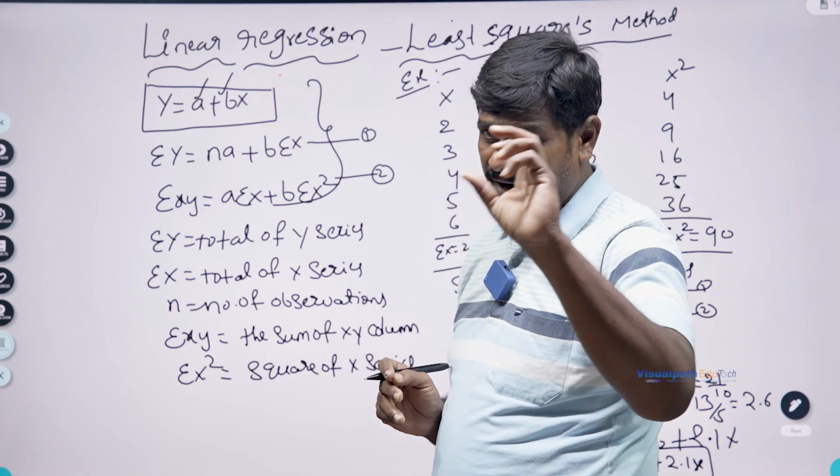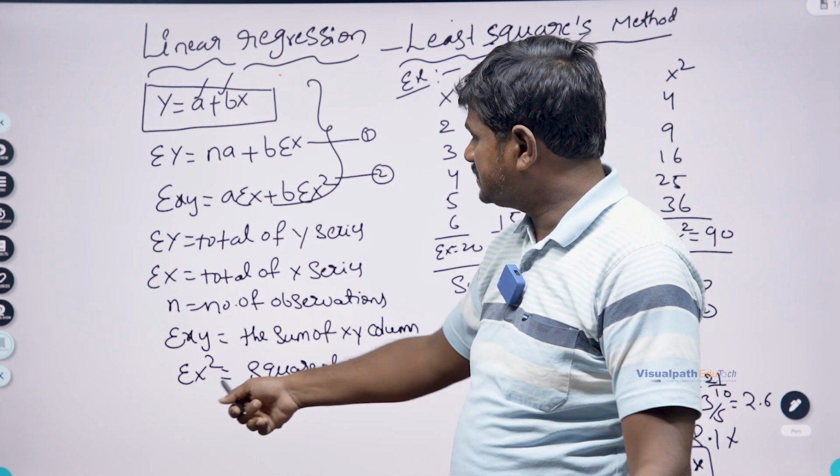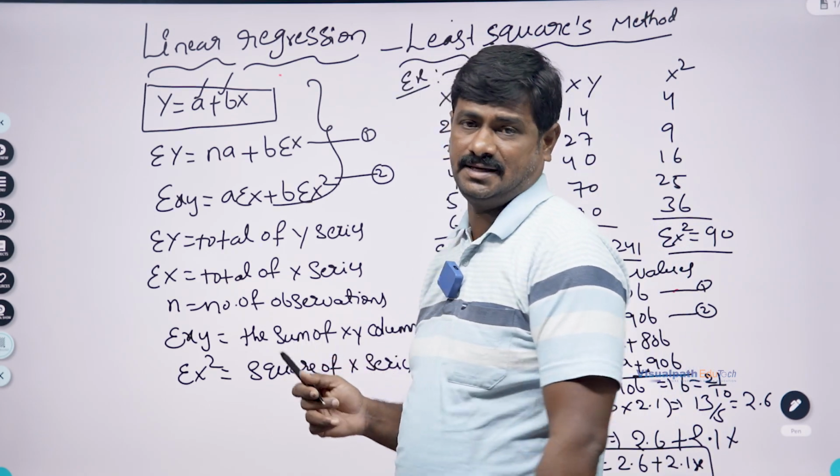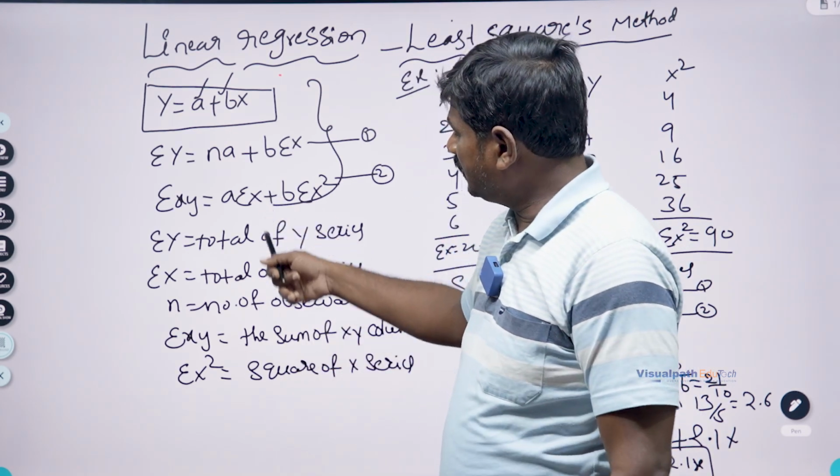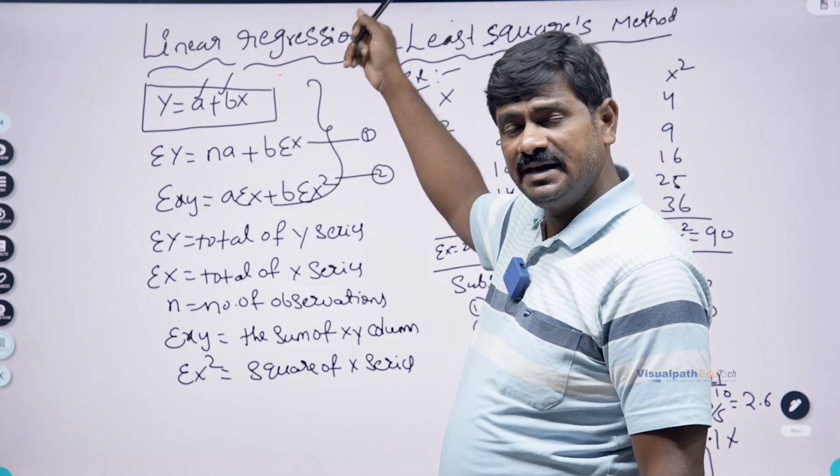Xy column means the product of x and y. Then sigma x square is nothing but the square of the x series. So that is the information and the equations from the least squares method.